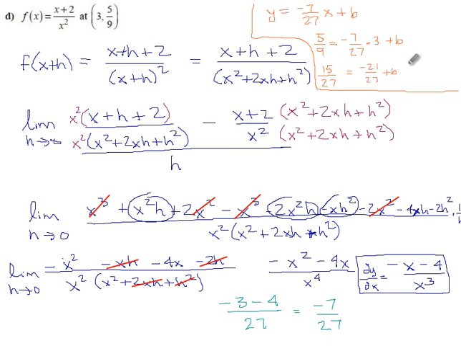Add 21/27 to each side. b is 36/27, which is actually just 4/3. So our finished tangent line is y equals minus 7/27 x plus 4/3. Sorry for the squeeze. Derivatives from first principles take up a lot of room.